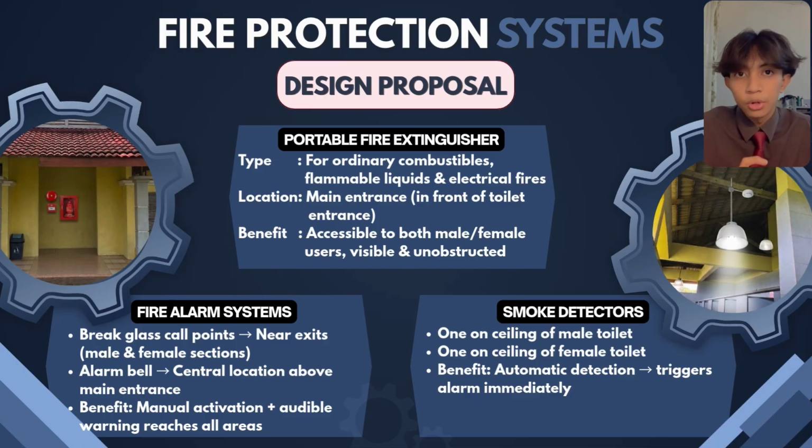Break glass call points will be placed near the exits of both male and female sections. The alarm bell will be mounted above the main entrance so the sound reaches inside both toilets and outside the rugby field. And lastly is the smoke detector. One on the ceiling of the male toilet and one on the ceiling of the female toilet. If smoke is detected, it automatically triggers the alarm.